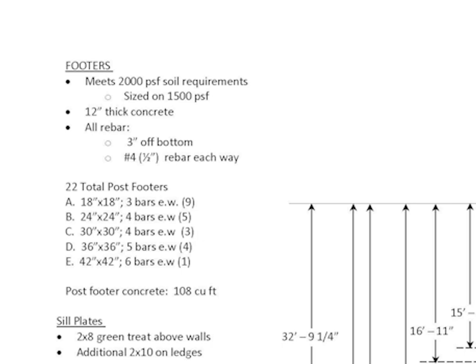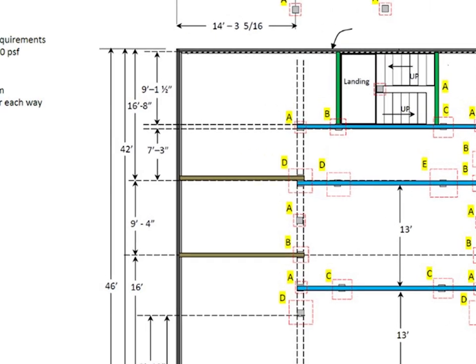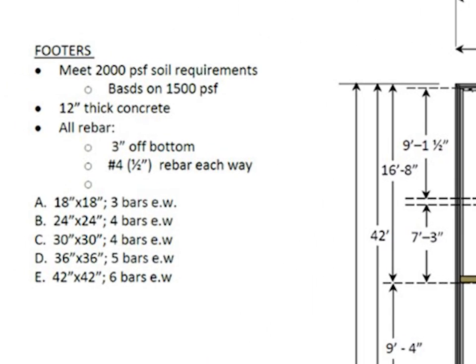Placement and sizing of the pads is shown in the drawing. Each pad is outlined in red with a letter showing its size. This view also shows where the beams are in relation to the posts and pads. On the left, I show the size of each of the pads and how much rebar is required each way.